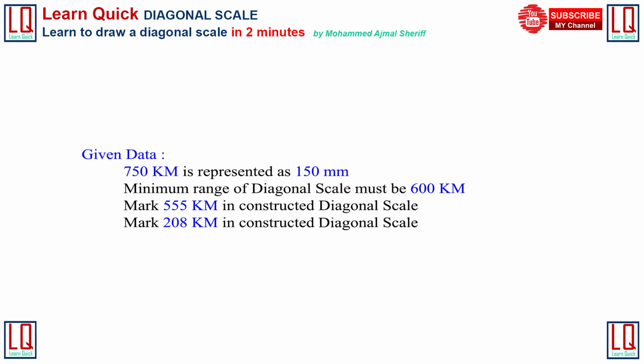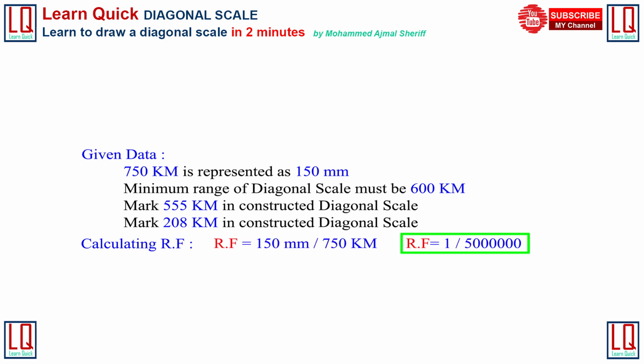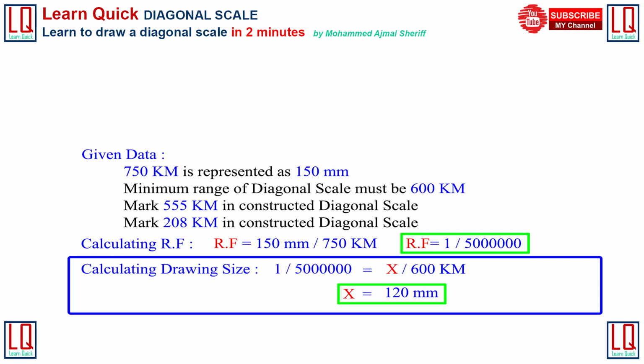Diagonal scales are used when 3 units are to be represented, or 2 units with a fraction of the second unit is to be represented. The given statement says 750 km is represented as 150 mm, using which we calculate RF. Now we calculate the drawing size using the RF value and the actual size as 600 km. The obtained drawing size is 120 mm.